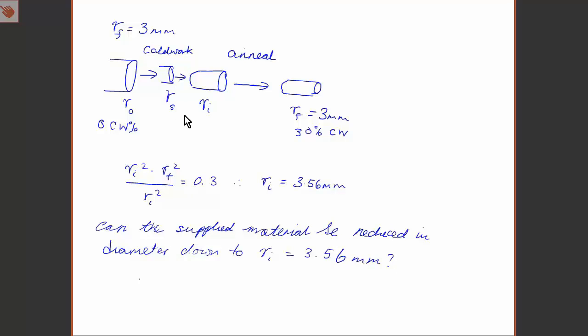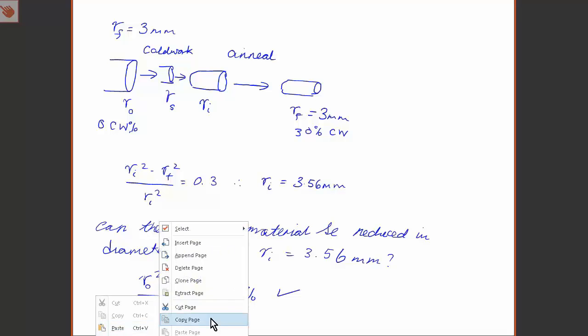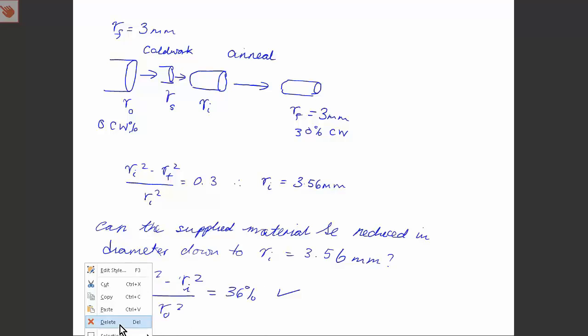Well, what would be the percentage cold work in this state? Where we calculate that is we're going to do R0 squared minus Ri squared over R0 squared, because there's no annealing step between these two. We want to eliminate any need for annealing because it would be a waste of time and energy if we didn't need it. And when I calculate that out, I get that's equal to 36%. So therefore, yes, what we can do in order to make a material within the specifications that are required, these are the steps we need to do.